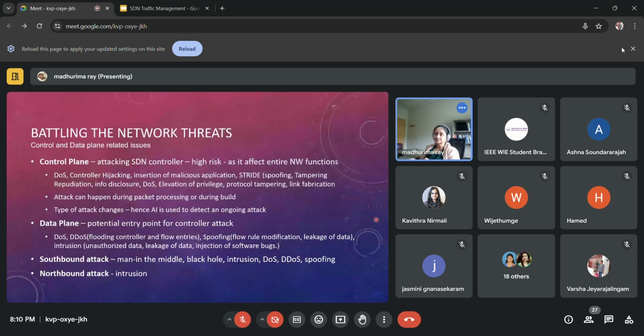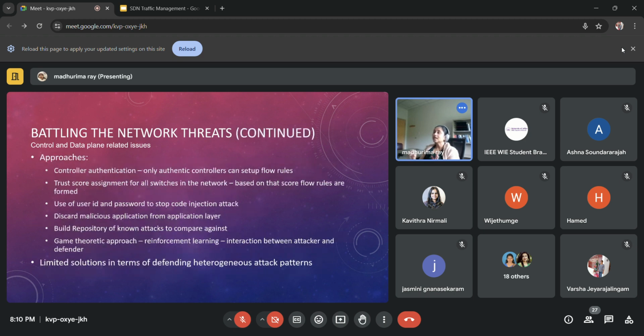In the northbound traffic, you'll see intrusion, where most of the time the application will start injecting malicious code. So one of the ways they try to stop it is that all the application developers have to use a unique user ID and a password. Most of the time, it's encrypted authentication that they use to make sure nobody other than the authorized persons are injecting any code from the application layer to the control layer. Okay. These are a handful of approaches that we use.